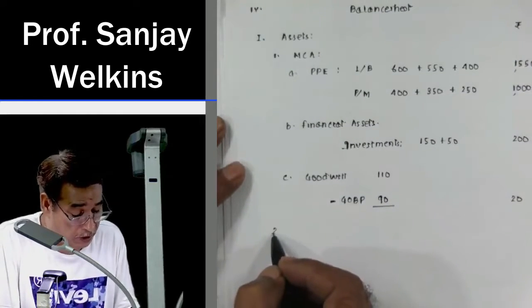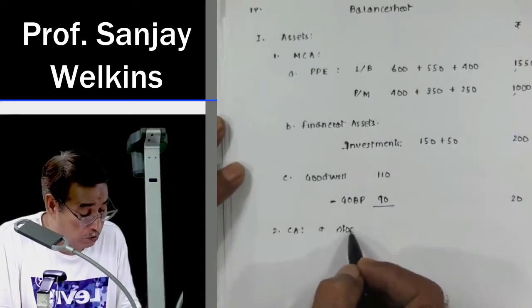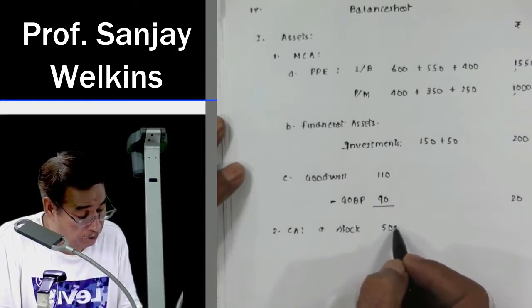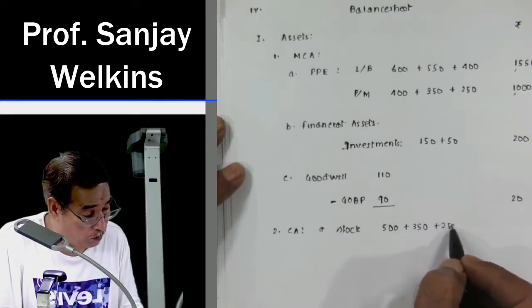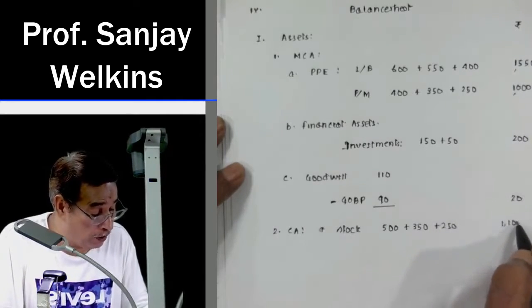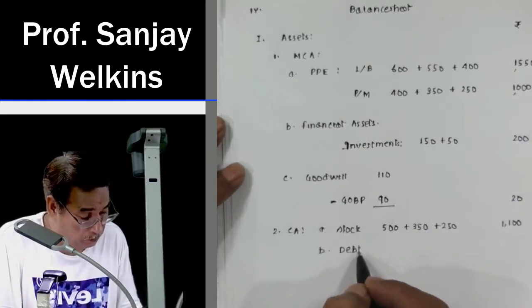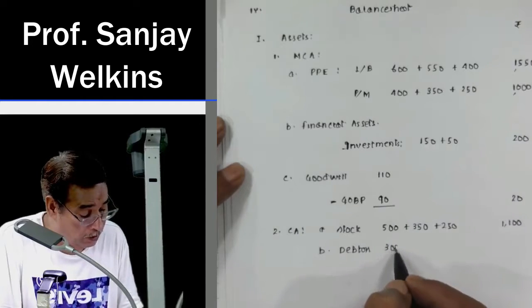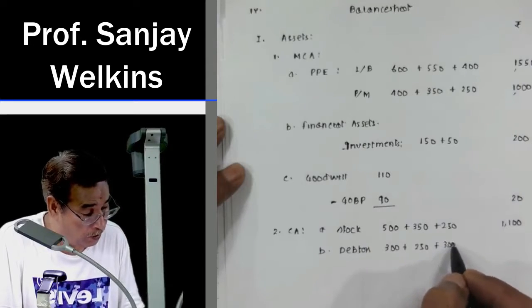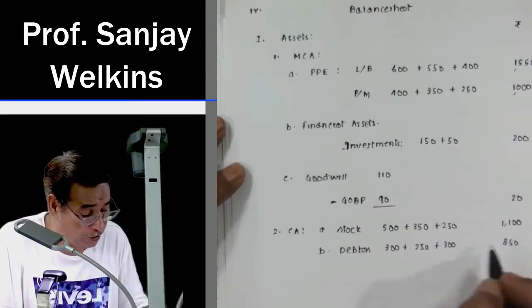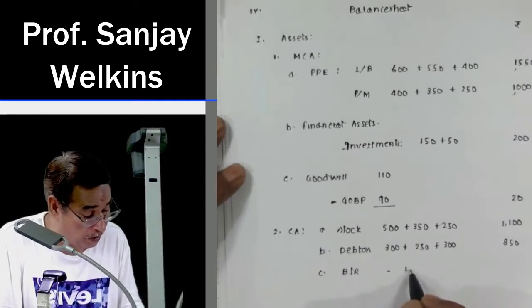Then you write here current assets. Under the current asset we have stock of all three companies 500, 350, 250. 1100. After stock you have debtors 300, 250, 300, 850. Regarding bills receivable, Z Limited is not having any bills receivable.